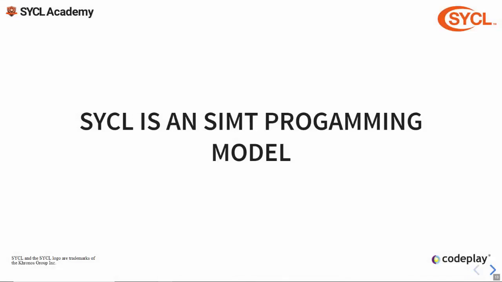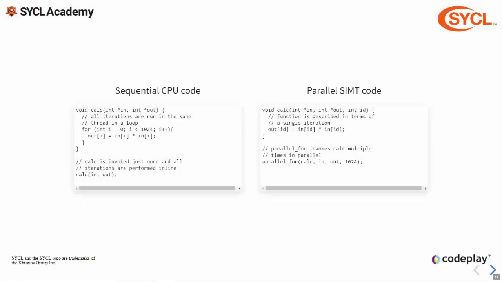Now we're going to take a look at the SIMT programming model and what that means for how kernel functions are described in SYCL. So SIMT stands for Single Instruction Multiple Thread, and this is a paradigm that is used for expressing parallelism. To demonstrate this, let's look at two examples. In the first example on the left, we have regular sequential CPU code. We have a function which takes an input pointer and an output pointer and loops over the pointers to compute some computation for 1024 iterations.